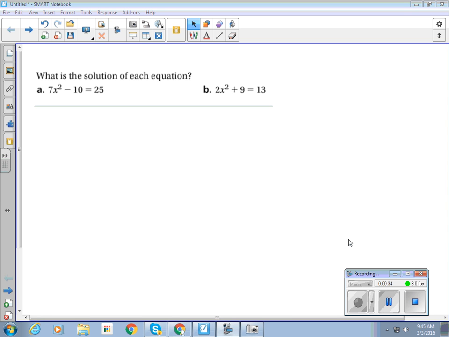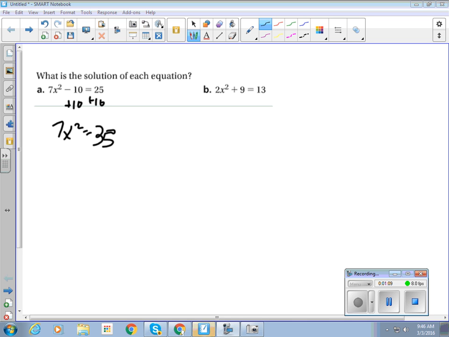So the first thing I'm going to do is show you how to solve an equation when you just have an x squared. So I don't have an x, I just have x squared and numbers. The first thing you want to do is get x squared on one side, everything else on the other. For 7x squared minus 10 equals 25, I'm going to add 10 to both sides. 7x squared equals 35, sorry. Then I'm going to divide by 7 to get the x squared by himself.